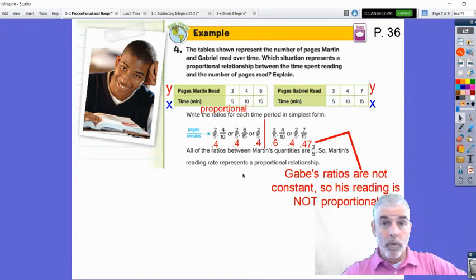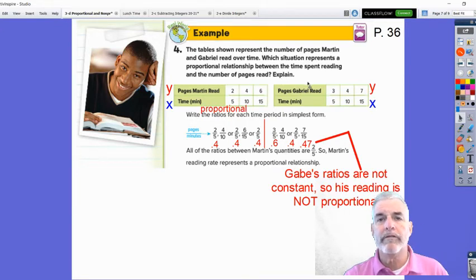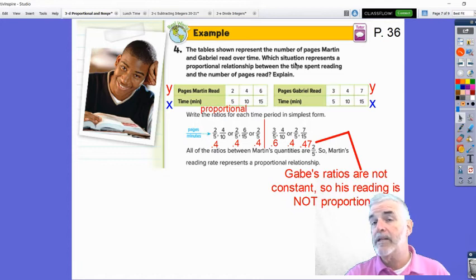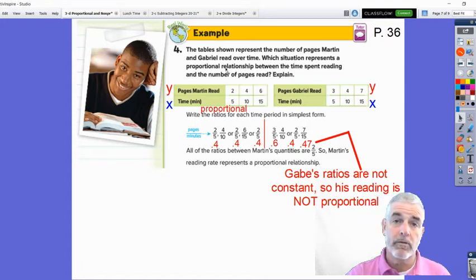Okay, here's another one with two different people doing some reading. Martin and Gabriel. Which one of these situations is proportional? The relationship between the amount of time that he spent reading and how many pages were read. So it shows you here that Martin reads 2 pages in 5 minutes, and then 4 pages in 10 minutes, and 6 pages in 15 minutes.